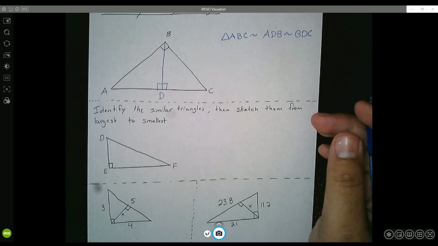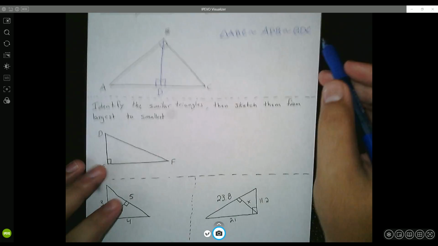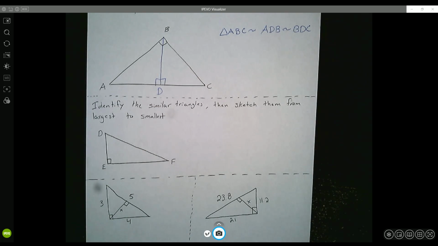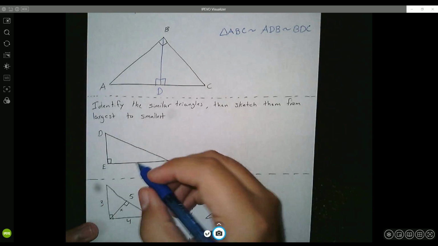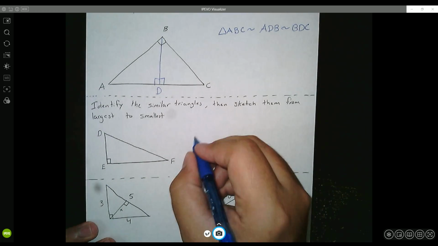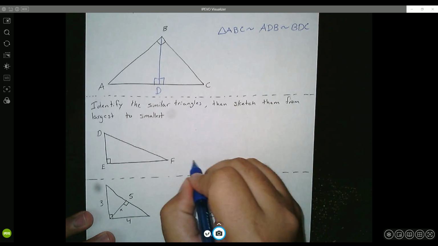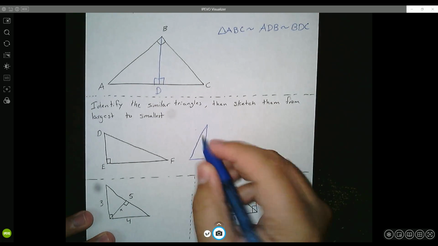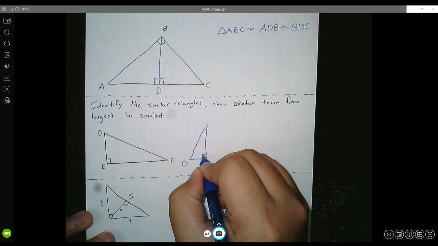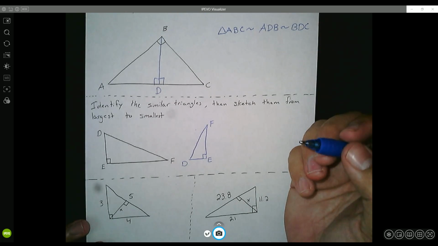Okay. But let's look at a problem now. So we see how it's described. Now let's see if we can identify the triangles and write them out. This next one says identify the similar triangles and sketch them from largest to smallest. So we already know our biggest triangle right here is going to be DEF. I'm going to do it this way. D, E, F.